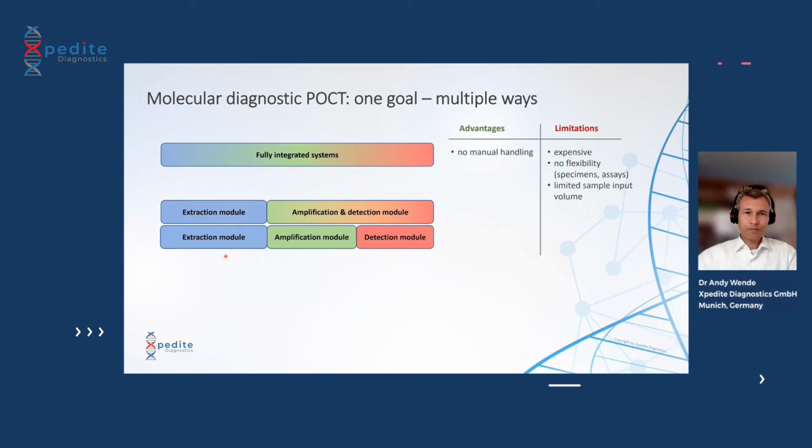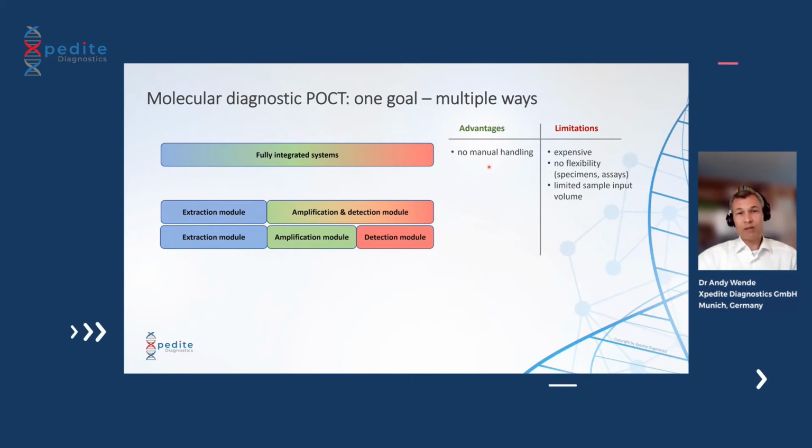So what are the advantages and the limitations of these different categories? So fully integrated systems, obviously the most intriguing advantage is that you don't have any manual handling. You don't need to deal with the extraction, with the amplification. You do not need to pipette anything. You just put your sample in and you get the result out. So you also cannot introduce any errors in the analysis.